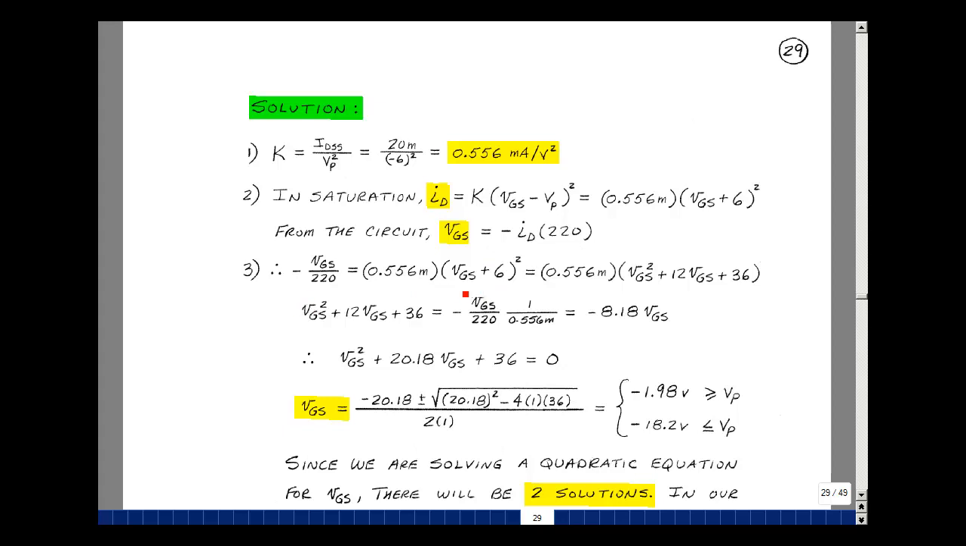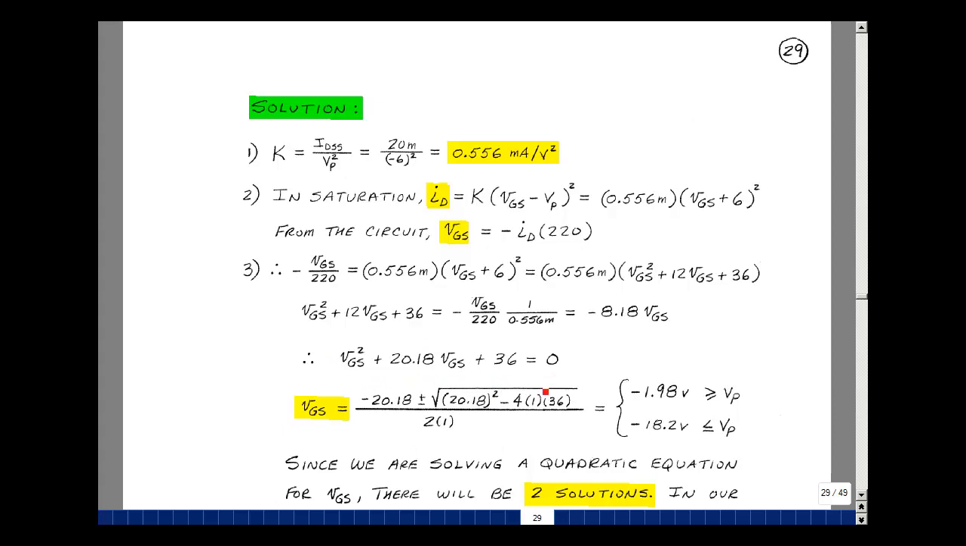Let me square this. I get the gate source squared, inner product times 2, so that's 12, and then 6 squared or 36. I'll bring this over here as minus VGS over 220 divided by 0.556 milli. That's equal to minus 8.18. I'm going to bring that to the other side of the equation and add 12 to that. I have 12 plus 8.18, so that's 20.18. I have VGS squared, 20.18 VGS plus 36 is equal to 0.